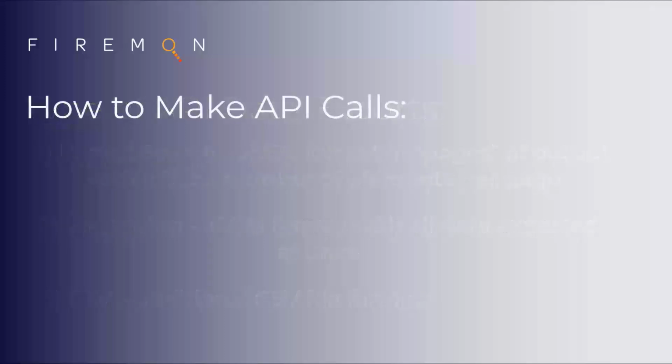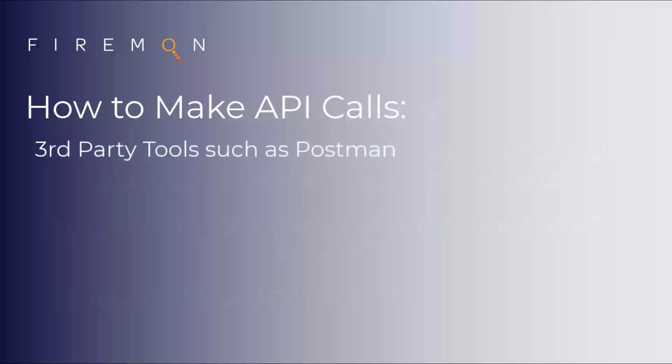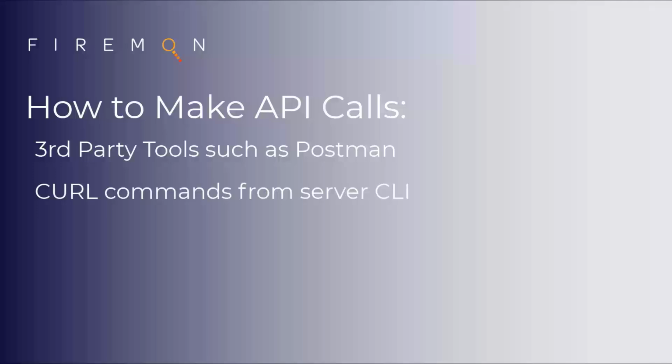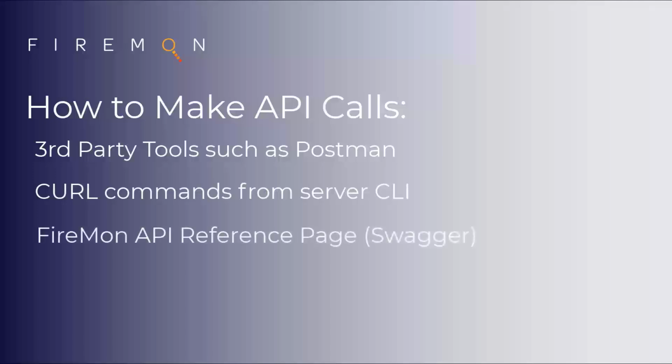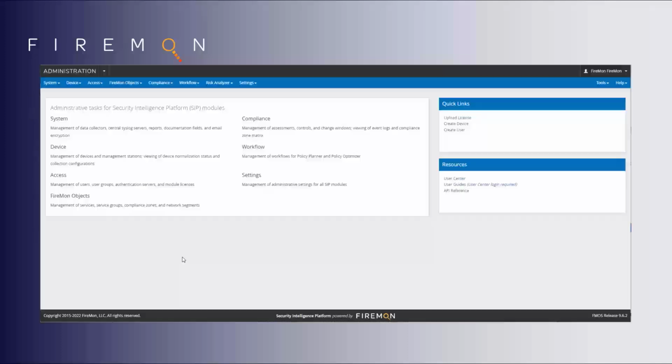APIs can be accessed in a variety of ways. Three such common ways are through third-party tools such as Postman, curl commands directly from your server CLI, or directly from the FireMon API reference page. In this video, we will focus on use of APIs directly from the FireMon API reference page.